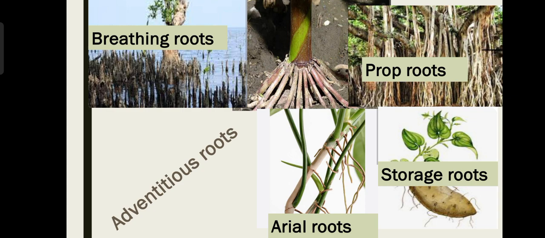Modified roots: aerial roots, stilt roots, runners, breathing roots. Prop roots are found in the banyan tree. These roots arise from branches. They grow towards the soil. Once reaching the soil, they support the canopy of the huge tree.